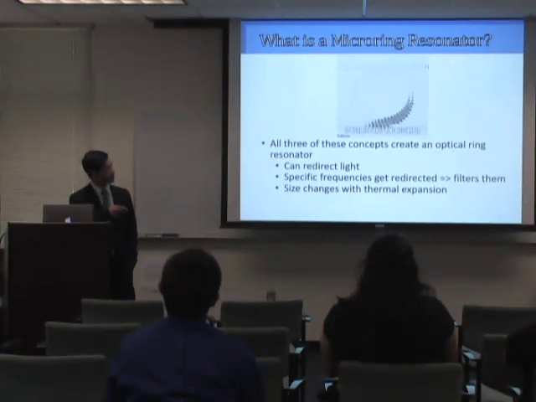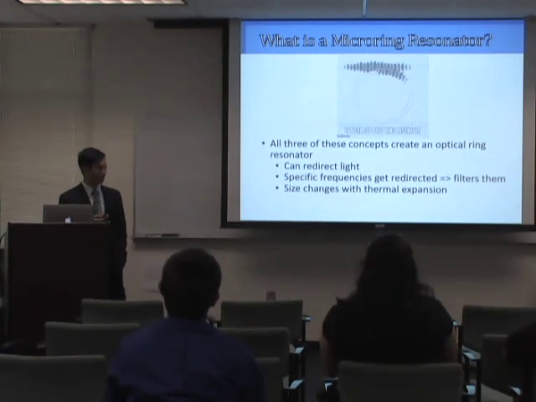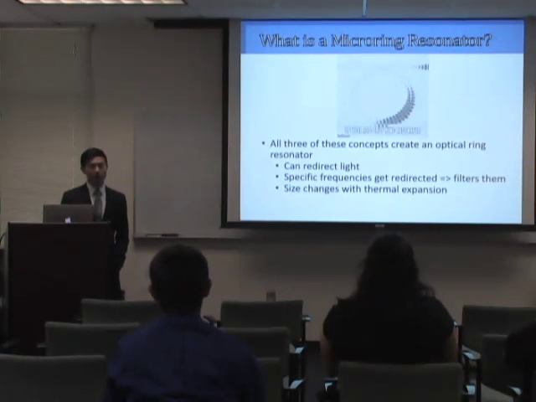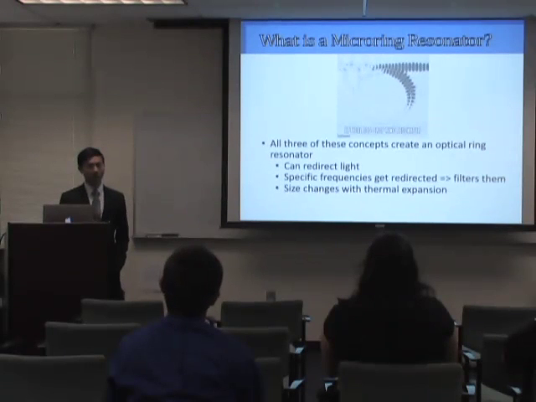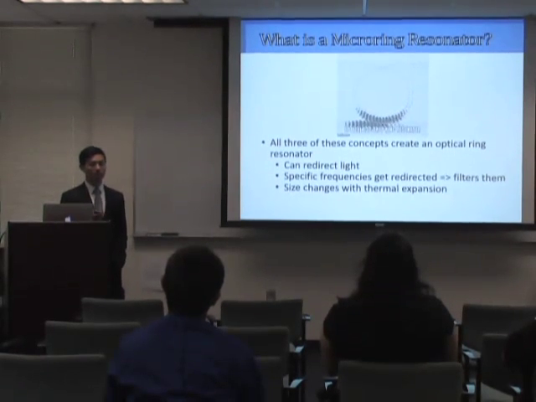As you can see here, light goes through here, resonates in this ring, and is redirected this way. This is very good because it can redirect light, and we can change the refractive index by applying heat or current. That means that instead of having multiple rings to filter out multiple frequencies, we can just apply current to change that.